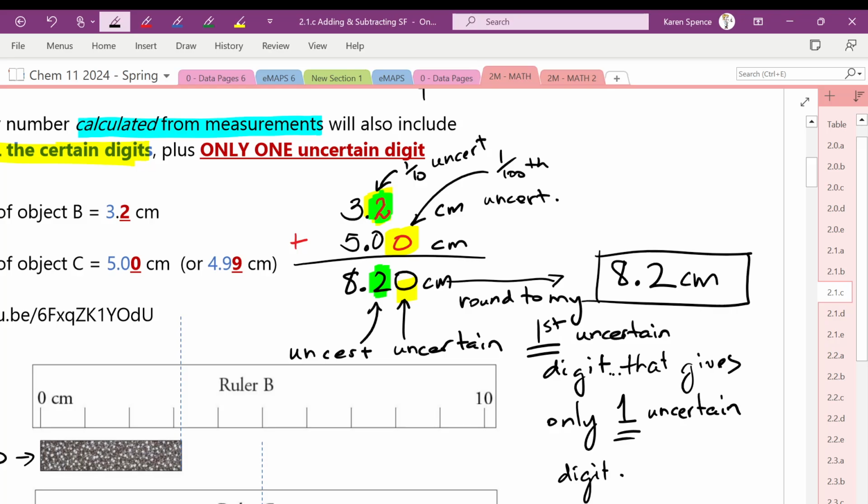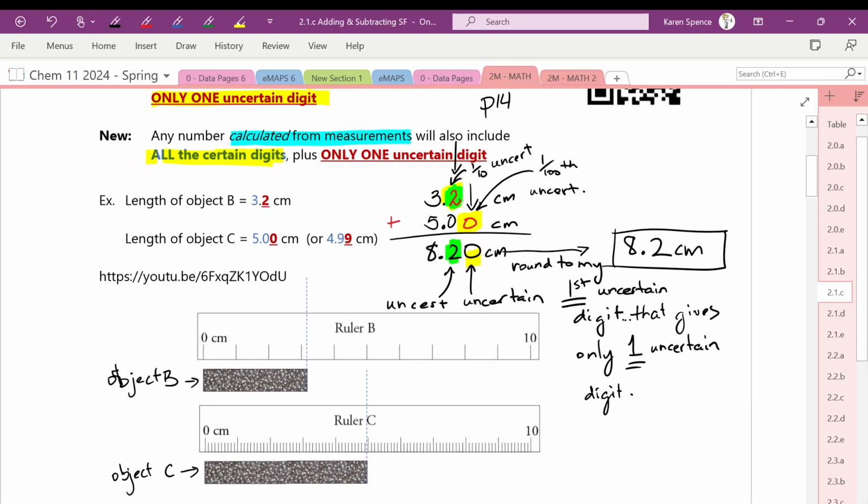Now, if you've done this in physics, they probably taught you the rule, go to the smaller number of decimal places. The rule works almost identically, so you can either round to the first uncertain digit or you can round to the smallest number of decimal places. We had 1 decimal place here and 2 decimal places here, so the smaller number of decimal places is 1. Both methods work. The uncertain digit method works when you don't have any decimal places, so that's why I'm teaching that as well.